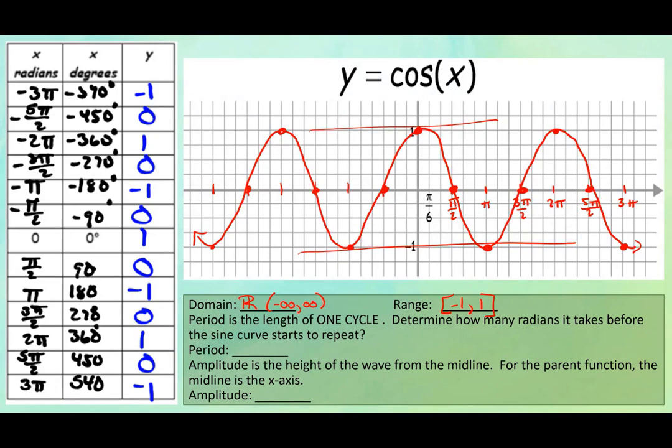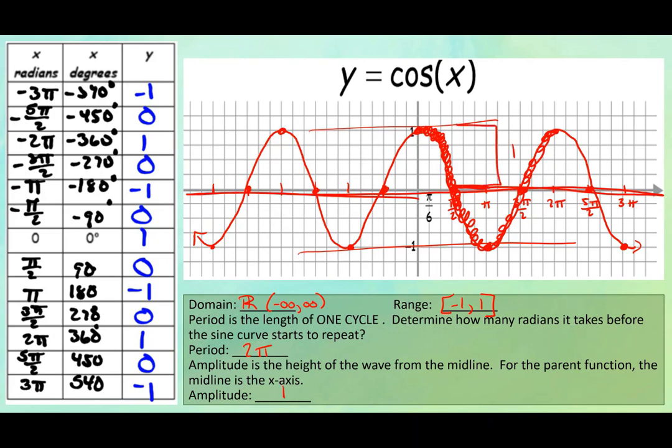The period, again, is a cycle. So we can start here at the y-axis, and we can go all the way down, and then we come all the way back up, and we've actually completed a full cycle at this point. So again, that's from 0 to 2 pi. So we have a period of 2 pi, and again, our amplitude is measured from the midline, which is the x-axis. So it's going to come up and over, and that's also going to be 1.